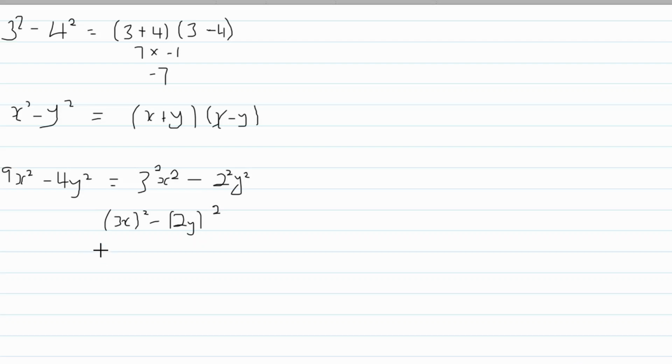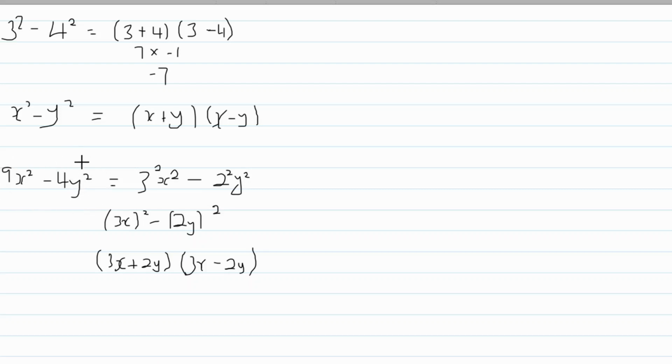So what do we do? You open a bracket, then the first term here is 3x. So I'm going to write 3x, then plus 2y. Then I'll close my bracket and open another bracket. And I'm going to repeat the same thing, but this time bring a negative sign between them. So 3x minus 2y. Okay, so this is how we expand this particular expression.